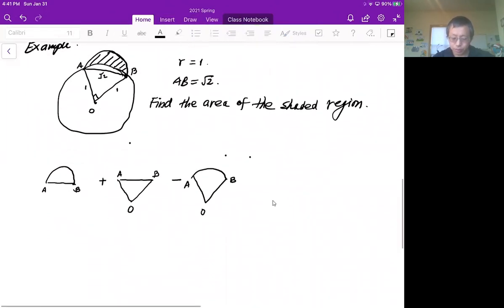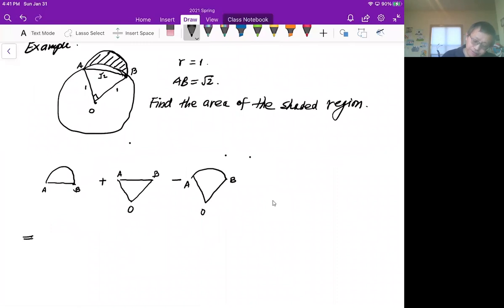Let's work it. The first one here is one half pi r squared. It's a semicircle, that's why one half, and r is root 2 over 2, that is, one half times the square root of 2. What's the second one here? The second one is the right triangle, so it's a half times 1 times 1 squared.